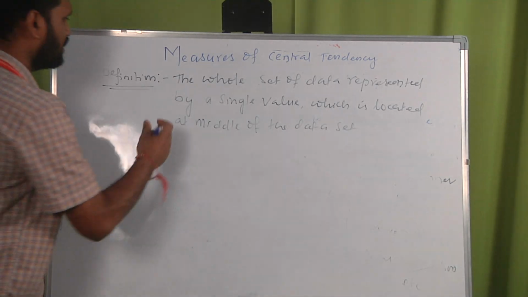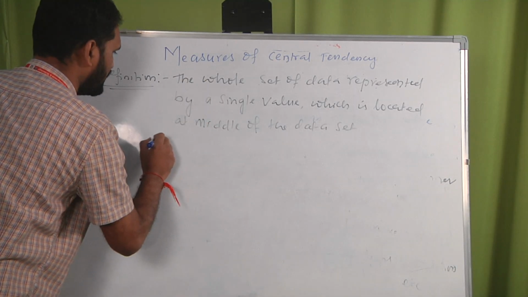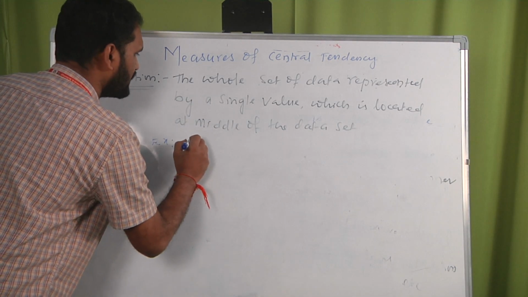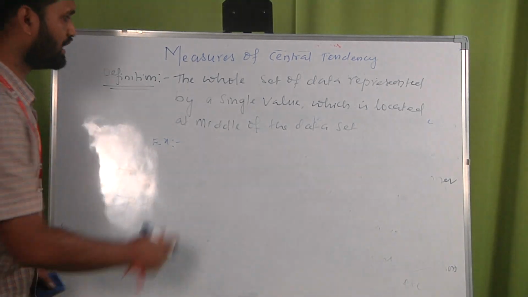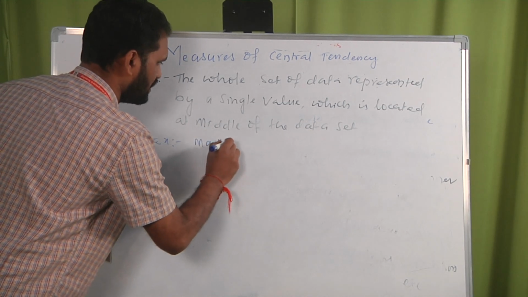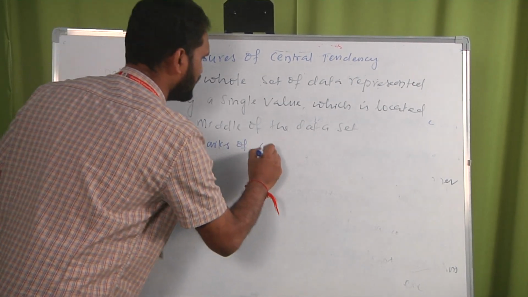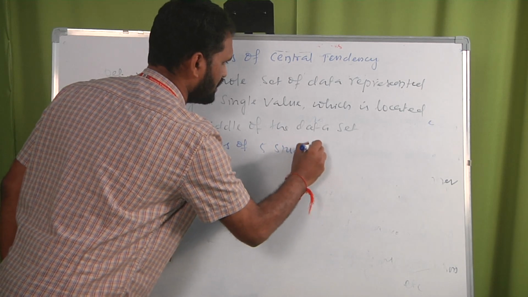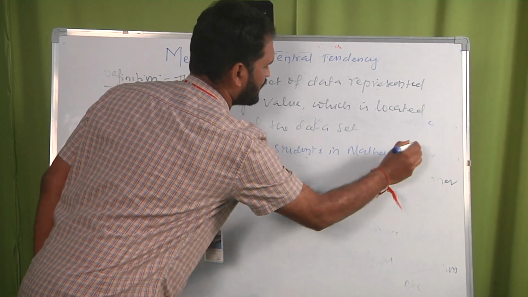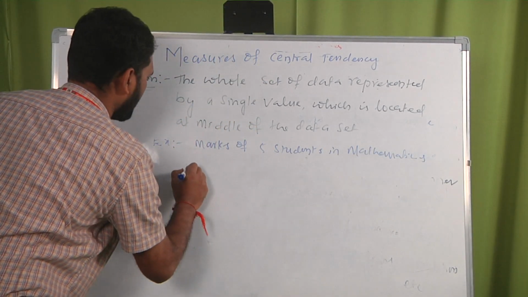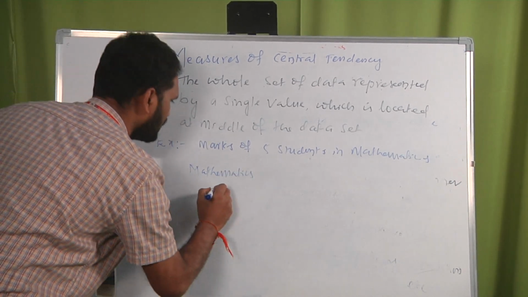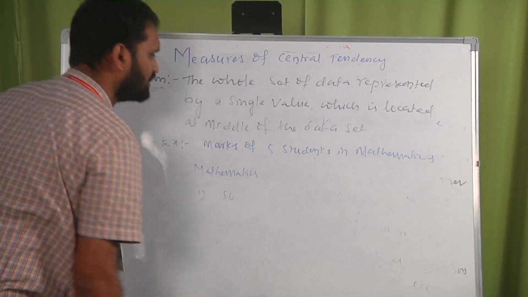Right. Example. So let us take any data set. What is the data? Let us take 5 students' marks in mathematics, out of 100. So the first student received 50 marks out of 100.